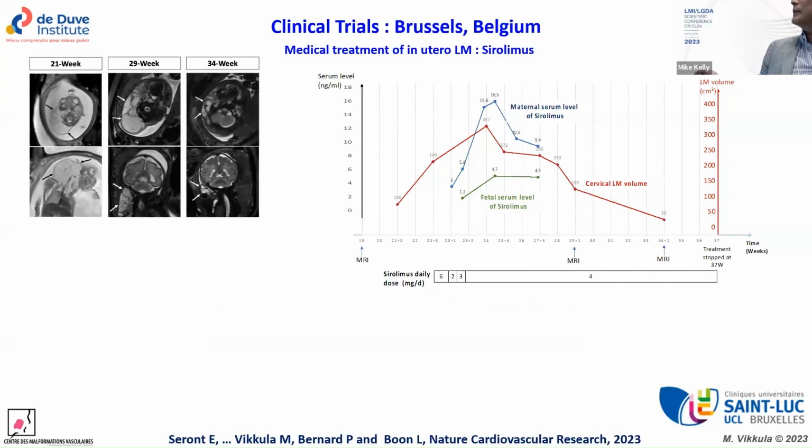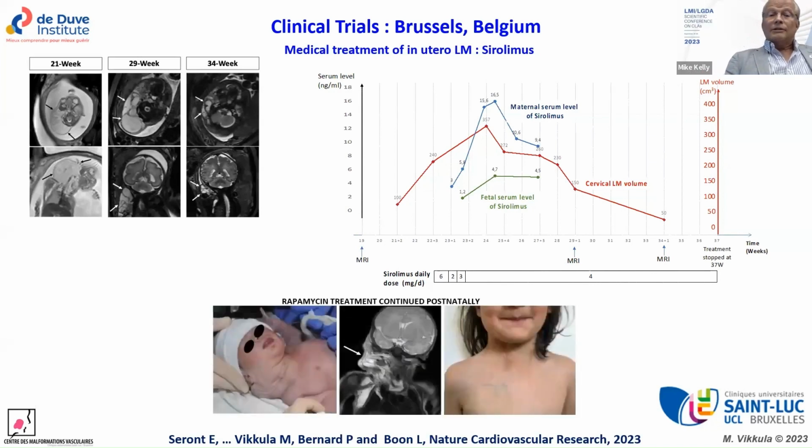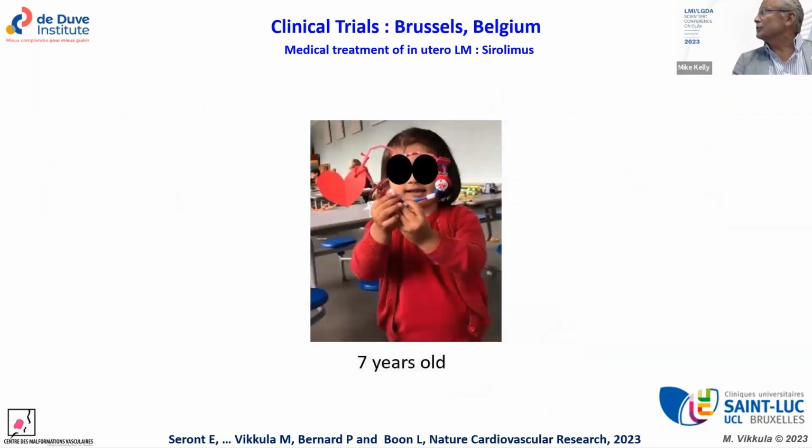And you can see also that as this concentration started to go up, the size of the lymphatic malformation really started to diminish fairly rapidly. And so she was then born at term. She still had residual lesion on the neck region. And this has since been treated by sirolimus and surgery, as you can see already here. And she's now actually 7 years old and doing very well. She's at school.